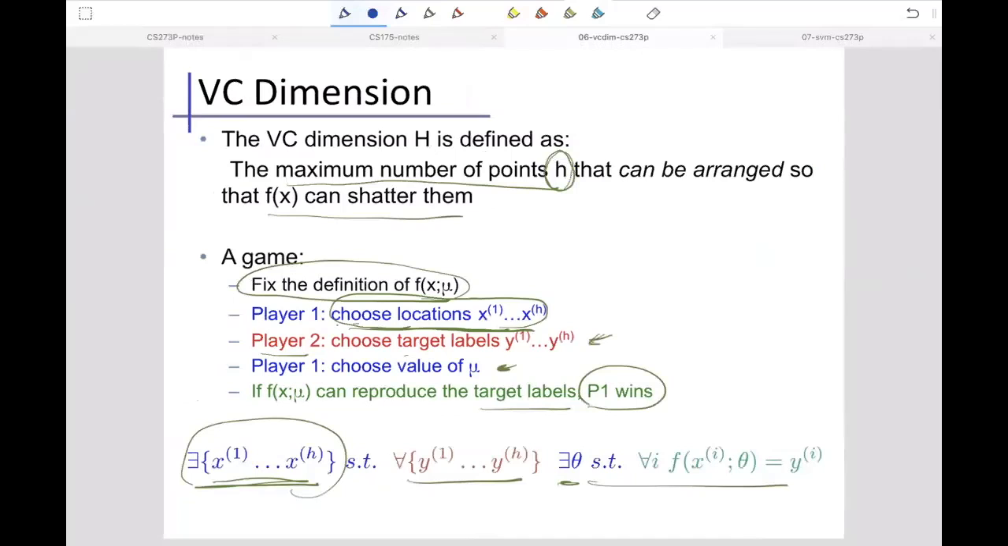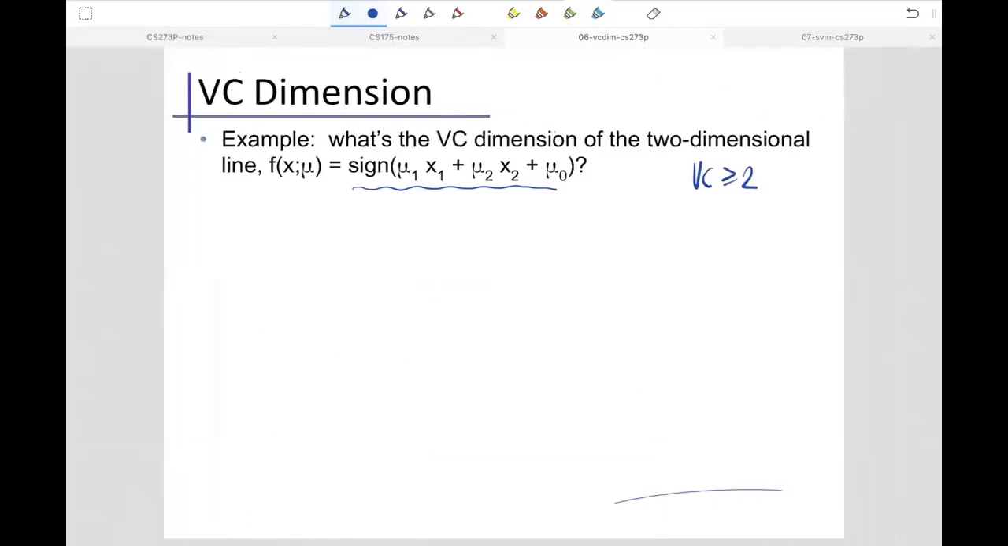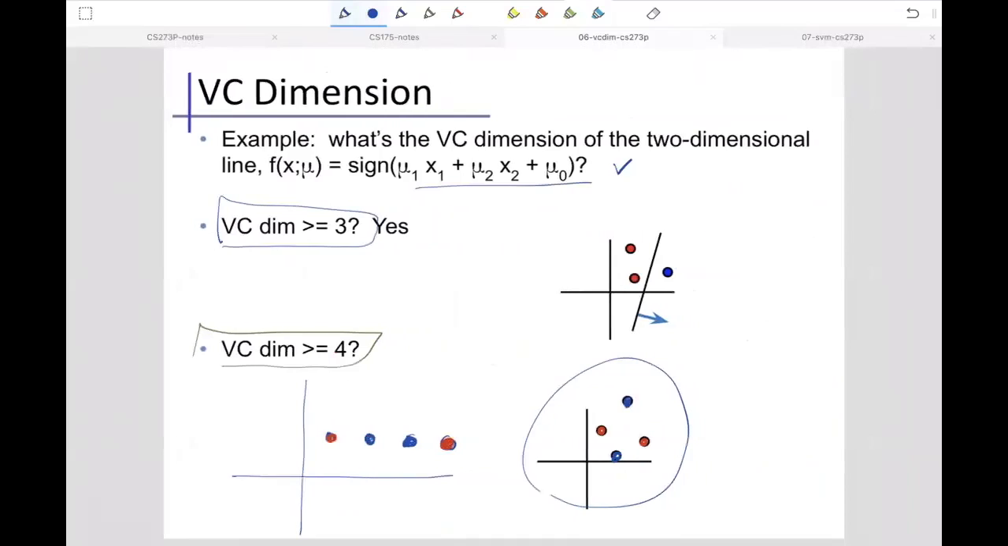You choose the location, whatever location you want. You could choose to place them all along a line, but that would be a poor choice because it reduces the number of points that can be shattered. You always want to pick the optimal choice such that you achieve the maximum number of points that can be shattered. This does not mean that for any choice of 3 points, the model can shatter it. That's the point here.